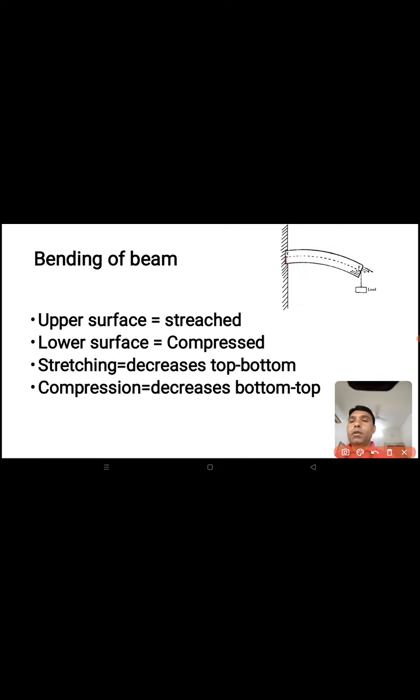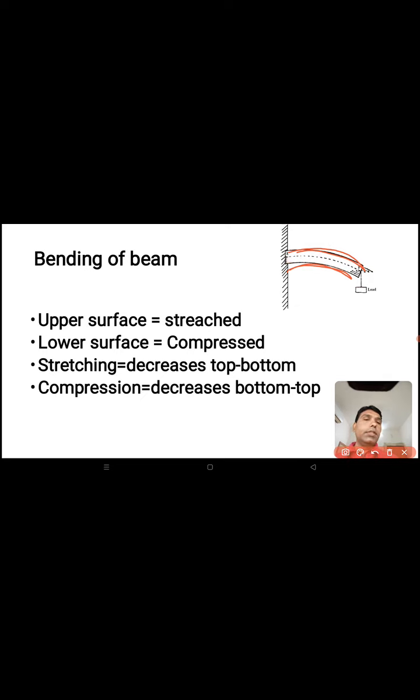Now secondly, the bending. If one end of the beam is fixed and a load is applied at the other end, then if you look carefully, two things happen. The upper part is stretched and the lower part is compressed, and that is what bending is.